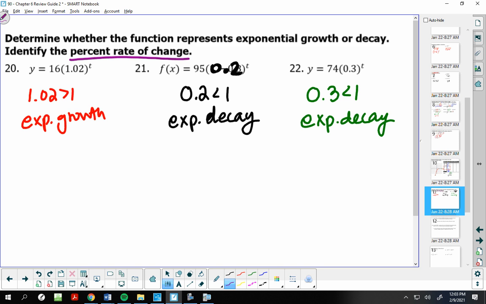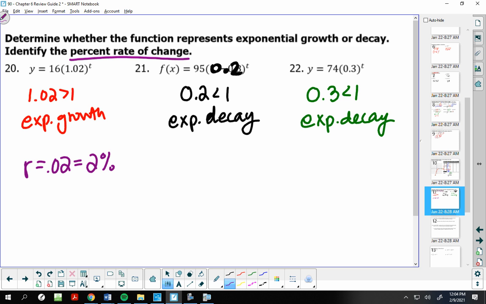It cannot be bigger than 100, and it can't be smaller than 0. Okay, it has to be between 0 and 100%. So it's not what's in your parentheses. It's what you're adding or subtracting from 1 to get to that number. So what did I add to 1 in number 20 to get to 1.02? 0.02. Yeah, 0.02. So as a percent, we move the decimal to the right twice because we multiply by 100, and that's an R value of 2%.